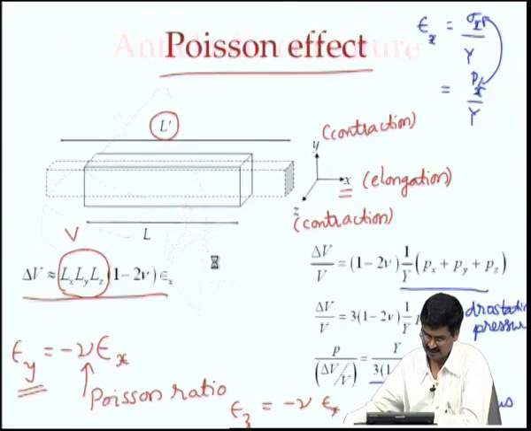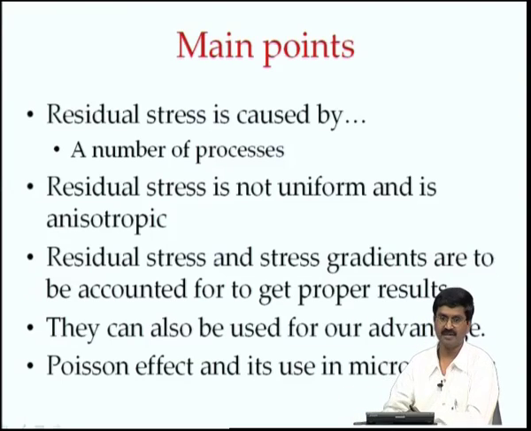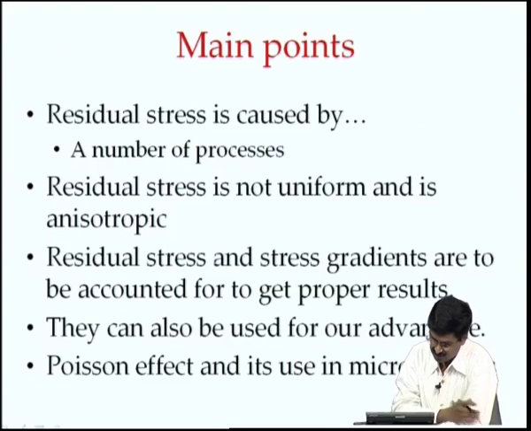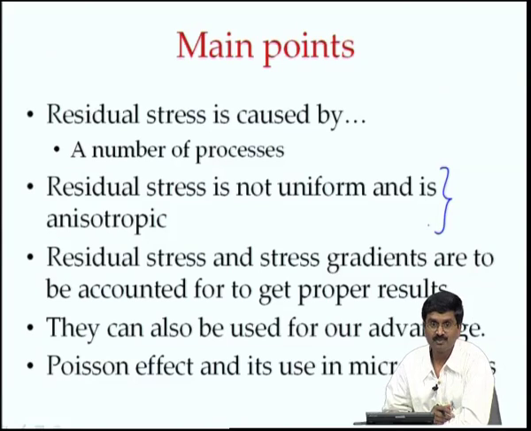Okay. Let us summarize what we have discussed today. We discussed what causes residual stress, thermal processes being one, but there are a lot of other processes where extra atoms are introduced into the material, and that not only the stress, the stress gradient is also important. So, in fact, we should note that the stress may not be uniform throughout the structure, and it can even be different in different directions.